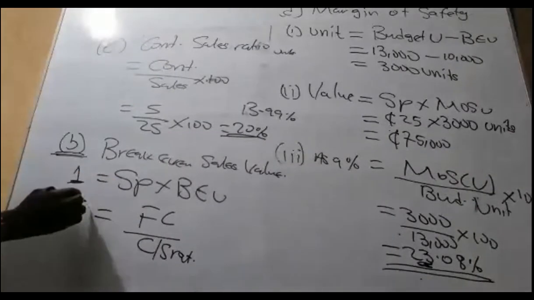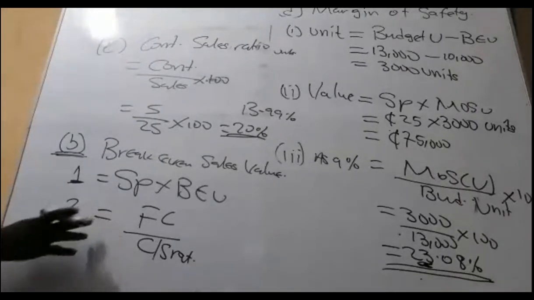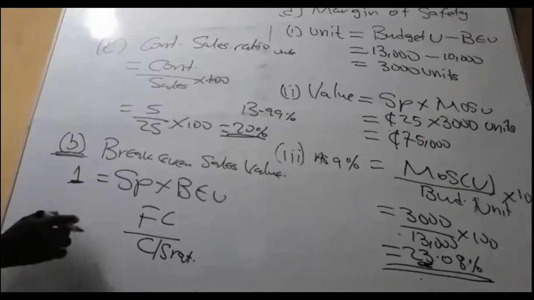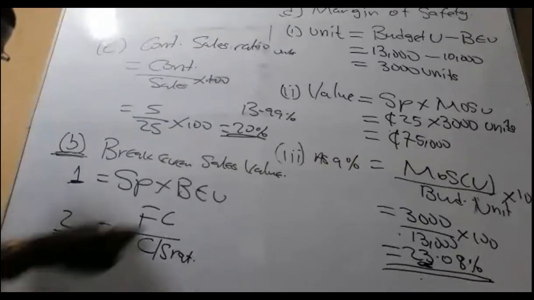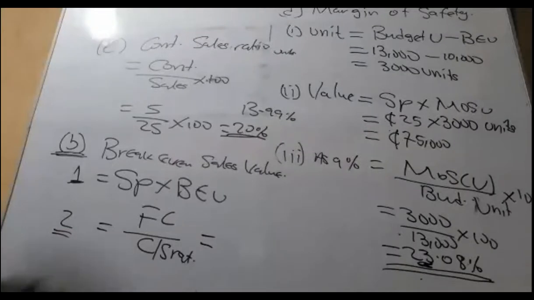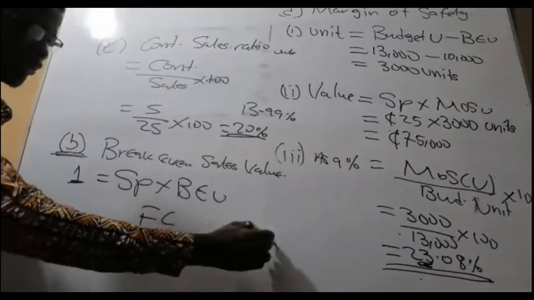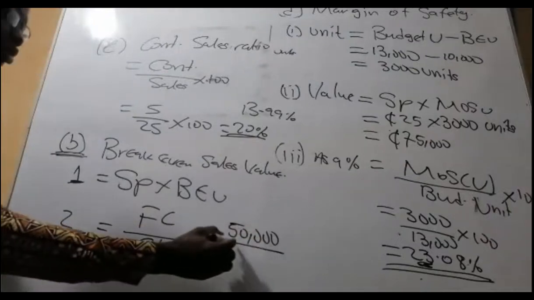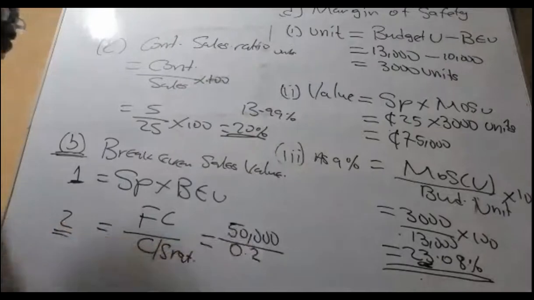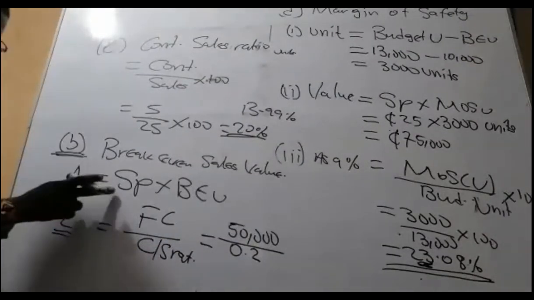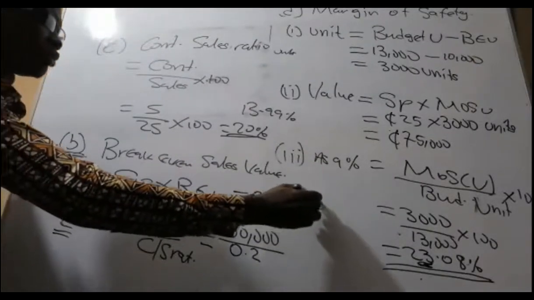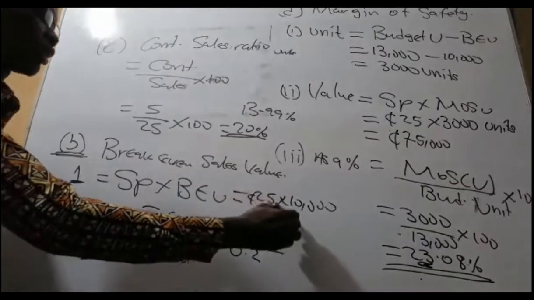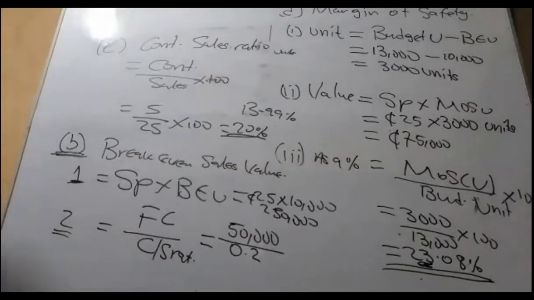So this formula is for break-even value or break-even sales value. That's formula number two. Now let's see. The fixed cost will still be 50,000 from the original question. What's the CS ratio? 0.2. So what will be the answer? In fact, for the first one, it was 25,000 times 10,000 euros, and we had 250,000. What about this one? 50,000 divided by 0.2. What will be the answer?